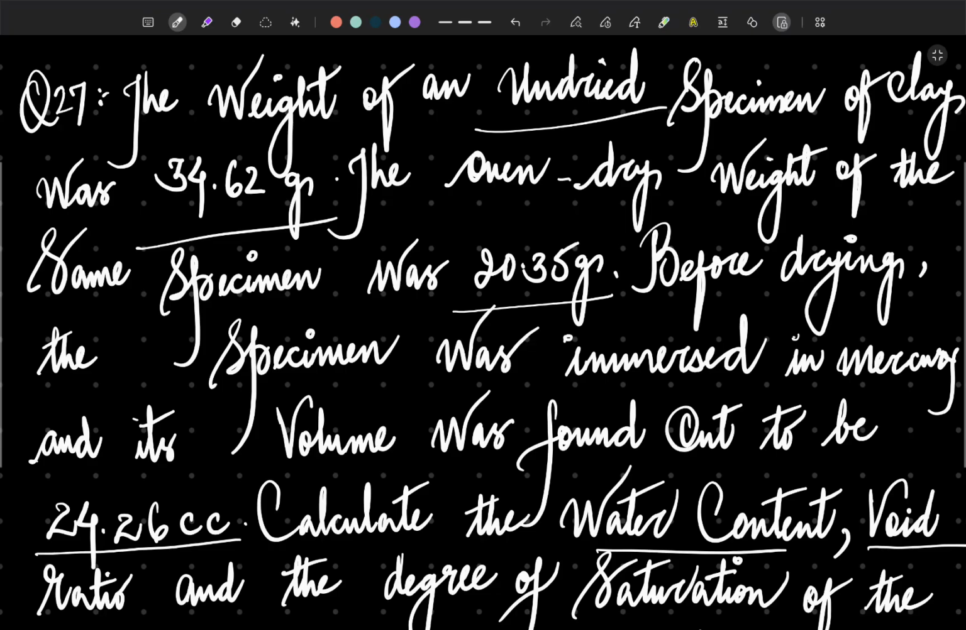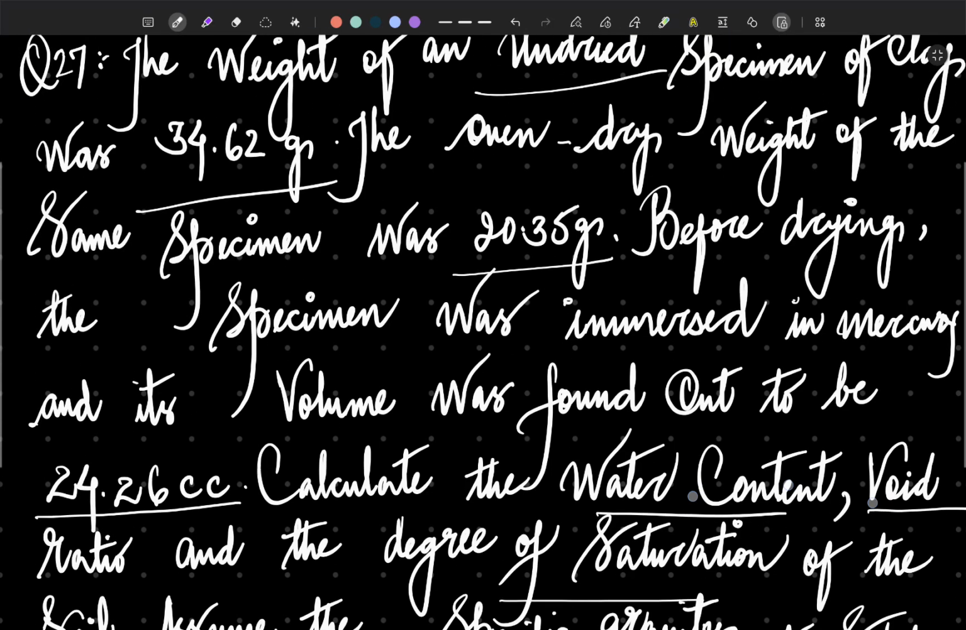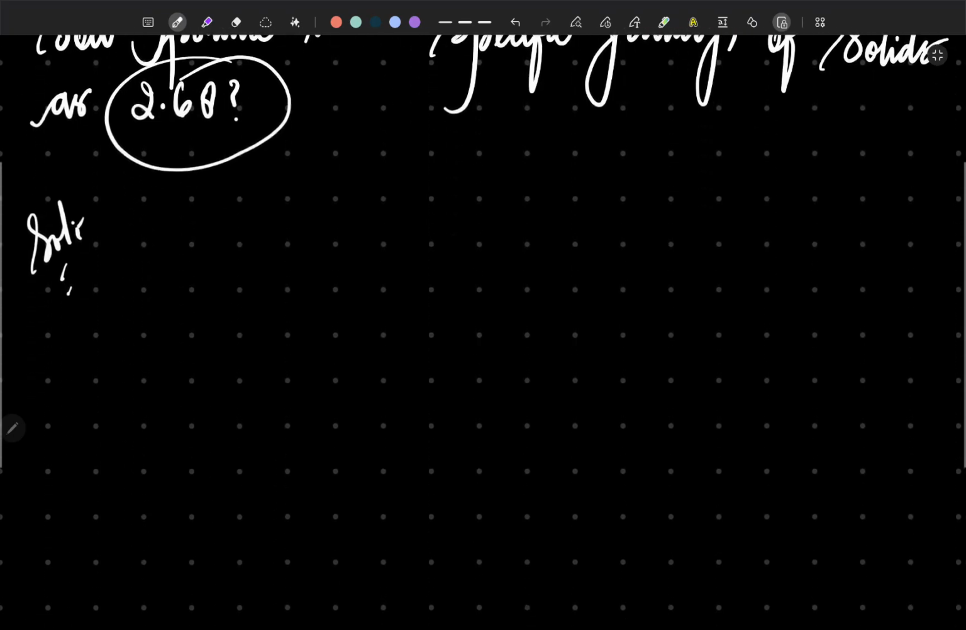In this question, the data says that first the sample was oven dried, right? Then it was immersed in mercury to find the volume so that we can arrive at mass density and bulk density. All right, let's solve it. First we'll find the water content, because we know the mass of the undried specimen and the weight after drying, so we can very easily find the water content.